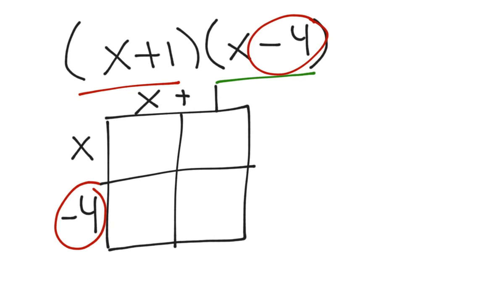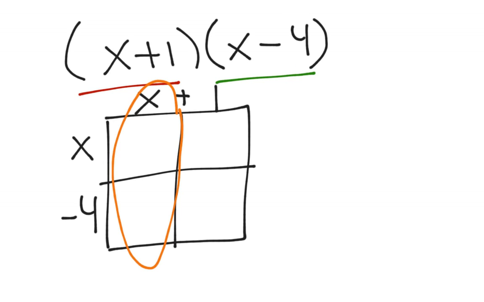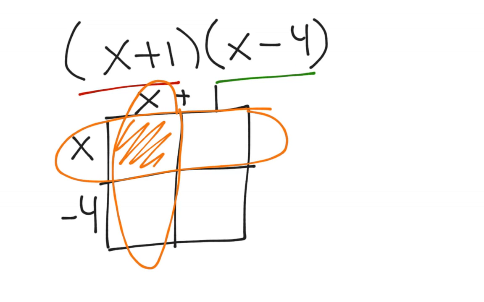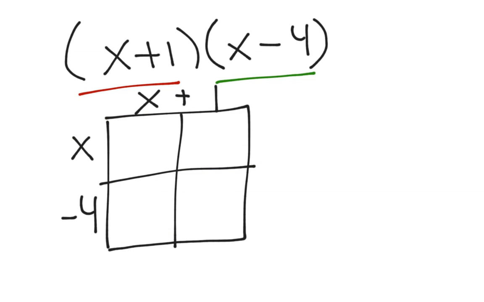So now I need to start filling in my box. I'm going to start with the box in the upper left-hand corner, and I'm going to look at the column and the row. So look at this column and this row. That means I'm working on this box, and I'm going to have to multiply x and x together. Let's clear some of that off. And x times x is going to be x squared.